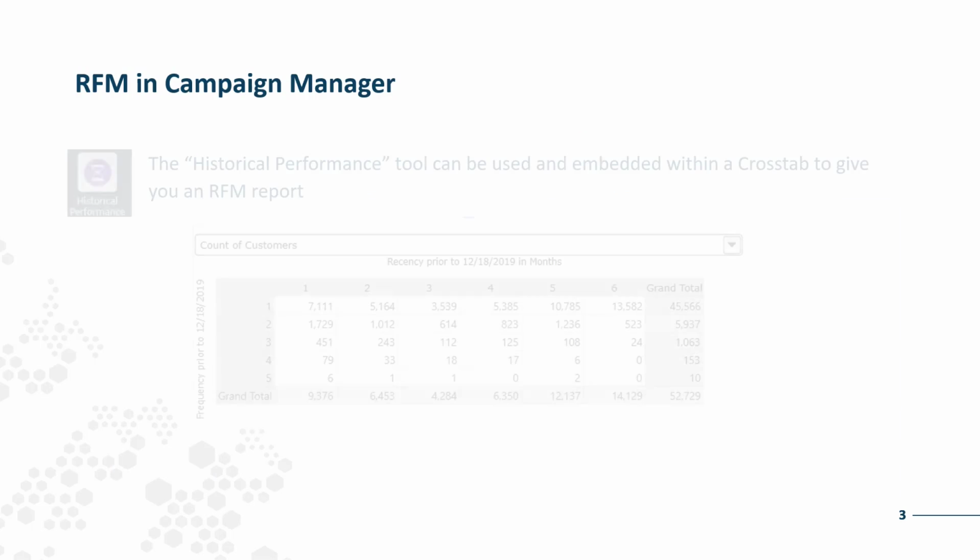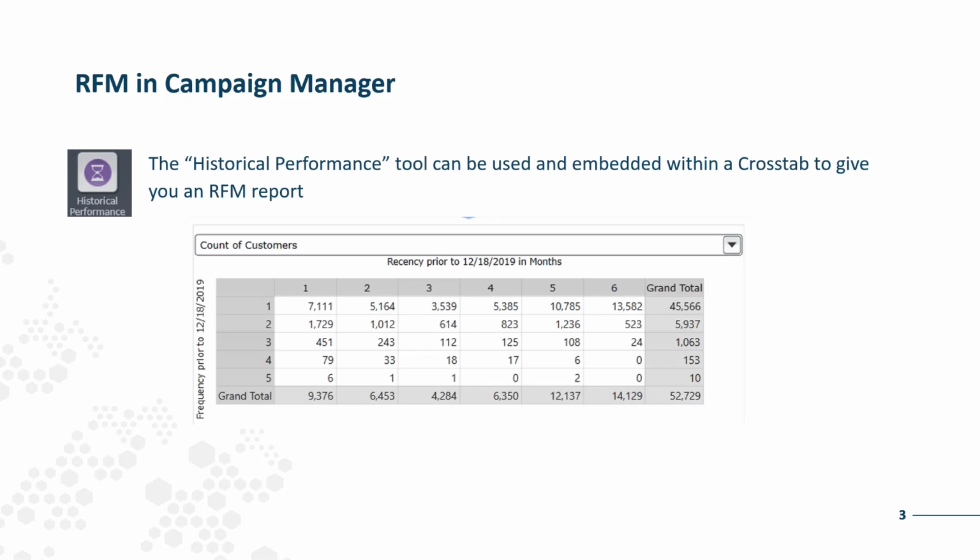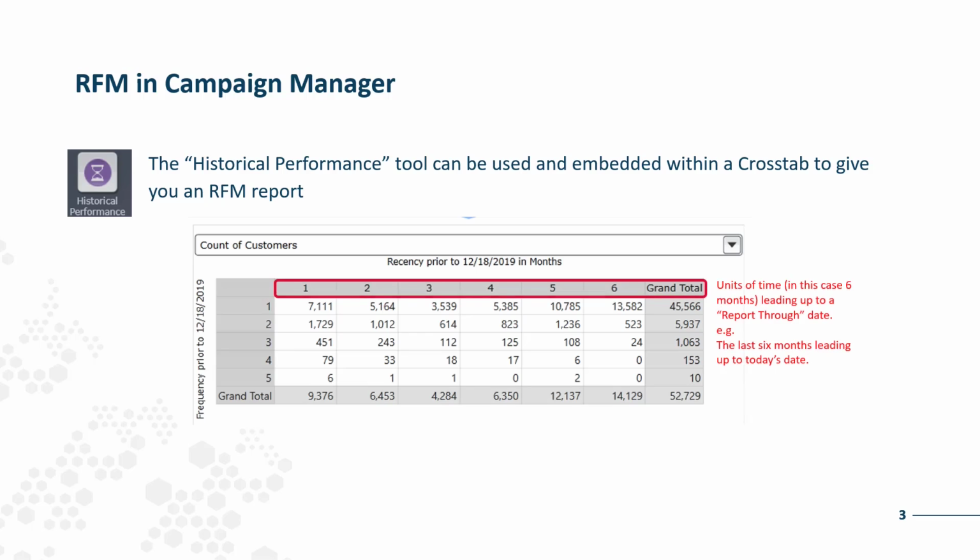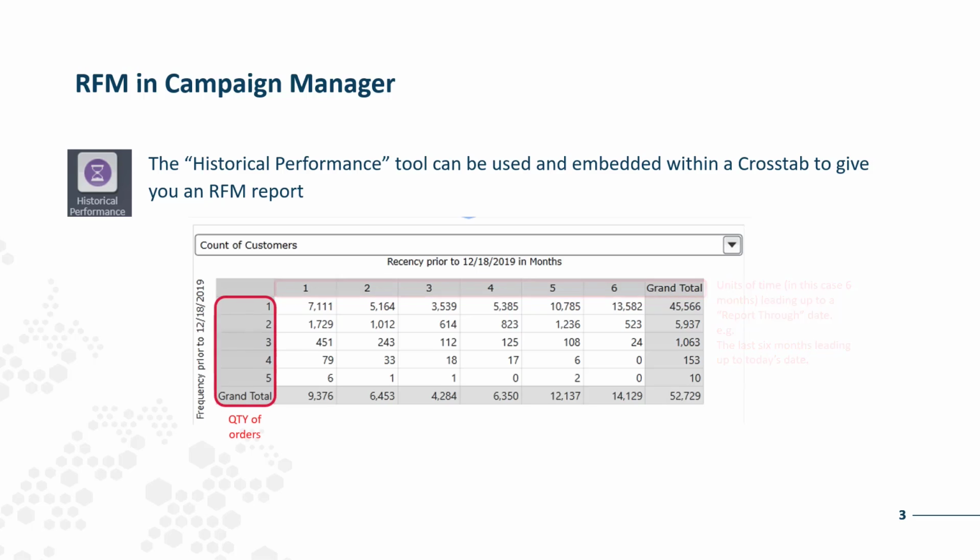So within Campaign Manager, you can use the historical performance tool and embed that within a crosstab to give you a report. So in this example, we have the units of time. In this case, this is the last 6 months leading up to today's date. And on the left hand side we have the quantity of orders. So this cell here is telling us that 6 customers made 5 purchases within the last 1 month.